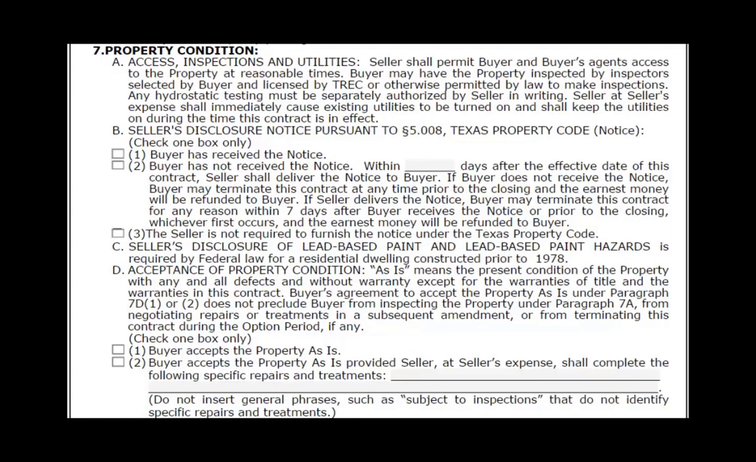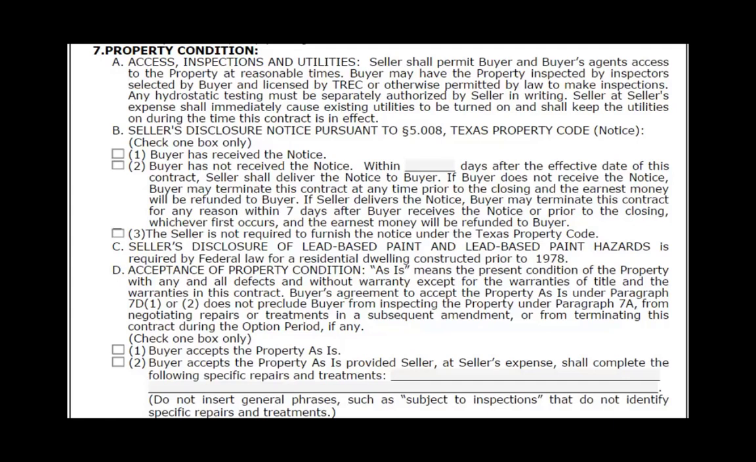Section D, acceptance of property condition. Easiest way to read this is to skip down here to your 2 choices and start by reading those. So first it says that the buyer either accepts the property as is, or the buyer accepts the property as is, provided the seller at the seller's expense complete the following repairs. And you're not supposed to insert general phrases such as subject to inspections and that sort of thing. It's supposed to be specific repairs.